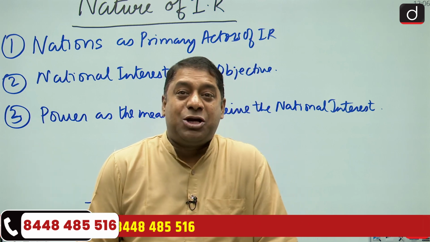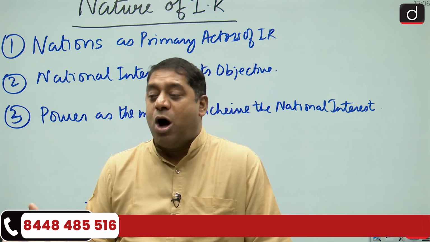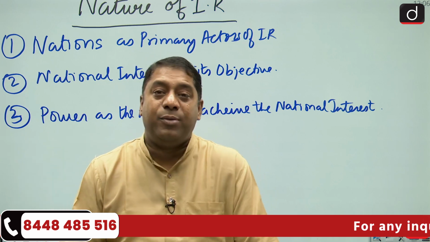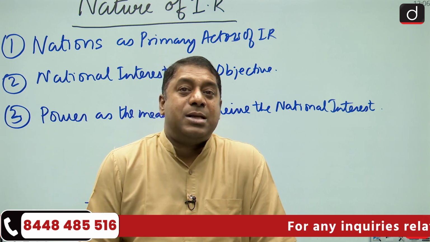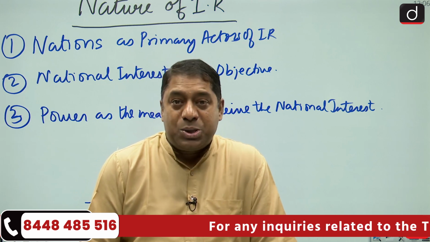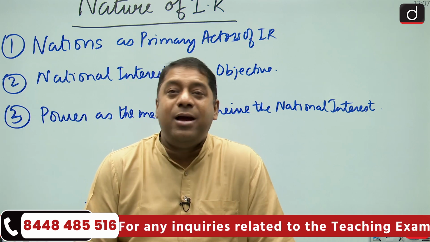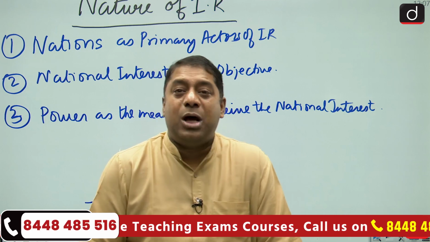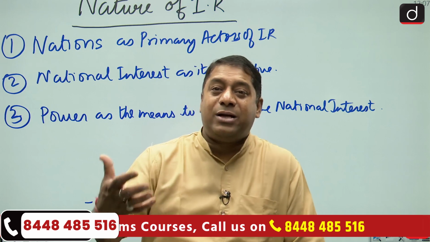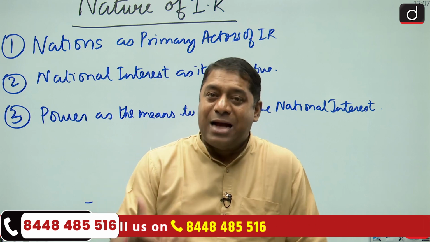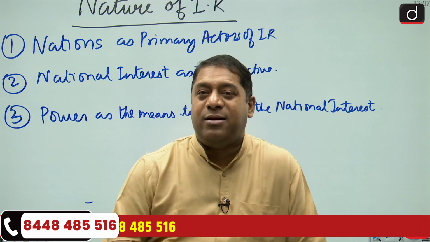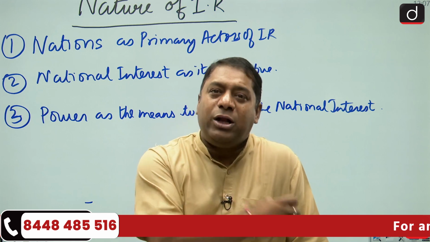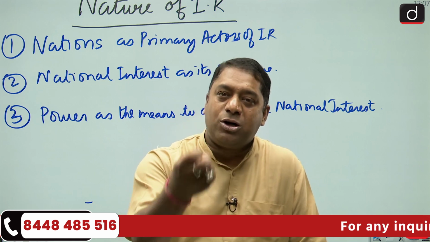So what was their national interest? Their national interest was to sell the surplus goods which their industries were producing. So they started the voyages. They started to find new areas where they could sell their surplus goods. And when they found areas in Asia, Africa and Latin America, they started controlling these areas. And to control these areas, they used what? Power.